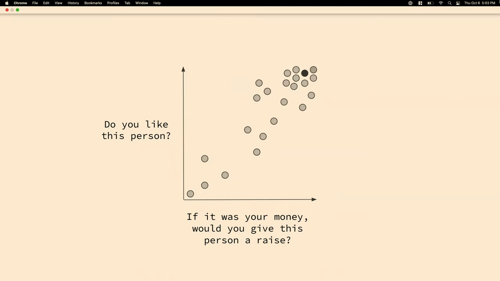So I don't know if you can see this, but in a previous life, when I had a different position and worked at a different company, this was how we received feedback. I don't know if anybody else has ever experienced a system like this. It is a scatter plot, and there are two questions that they ask the people that work with you. Do you like them? And if it was your money, would you give this person a raise?